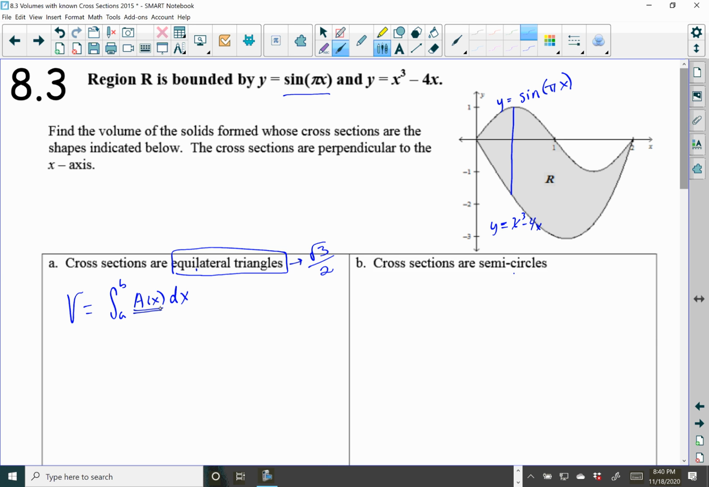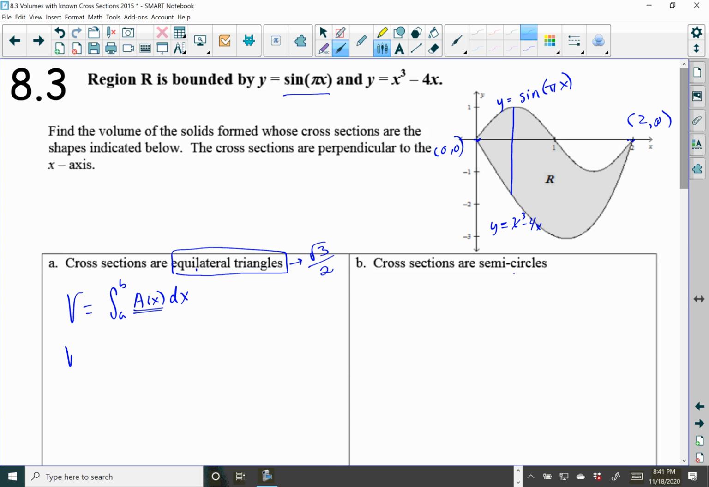Now, what I need to know is where these intersect. You know what? I think we're going to assume 2, and we're going to assume 0. 2 times pi would be 0. 2 cubed would be 8. 8 minus 8 is 0. So yes, definitely this point is (2, 0). And this point is also (0, 0). We could validate both those going in.